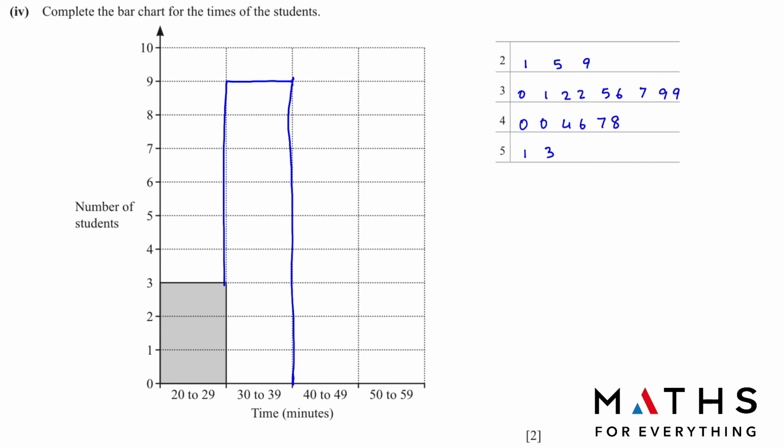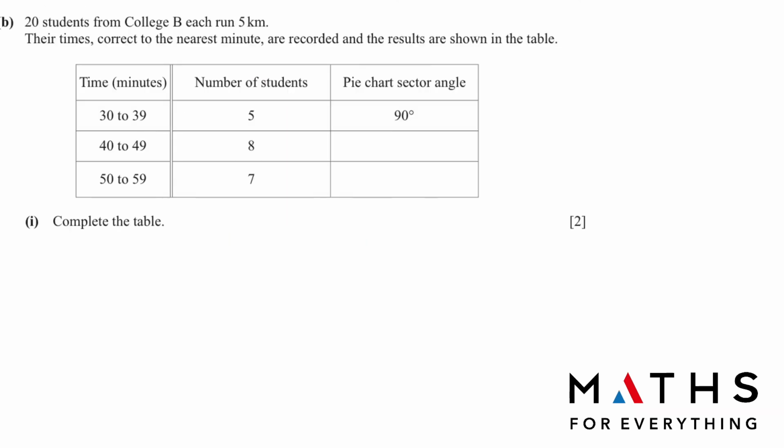Next we have 40 to 49. So we have 1, 2, 3, 4, 5, 6. 6 is here. And then for 50 to 59 we have only 2. So that was a very easy 2-mark question. Now moving on to part B.